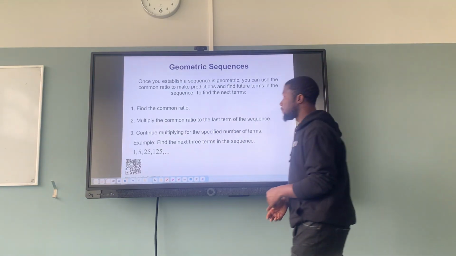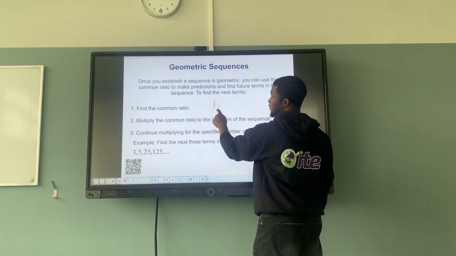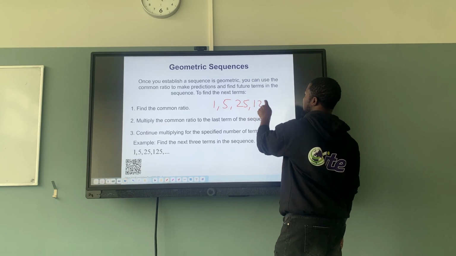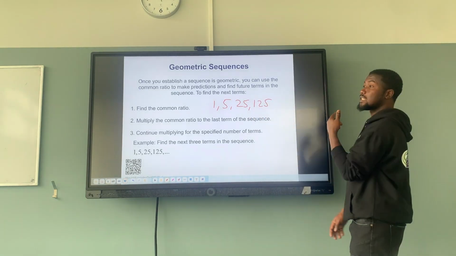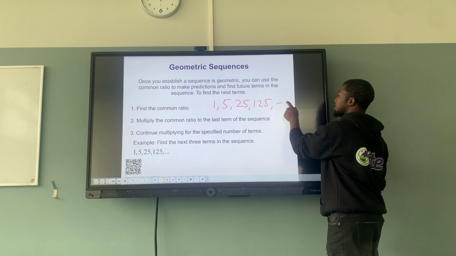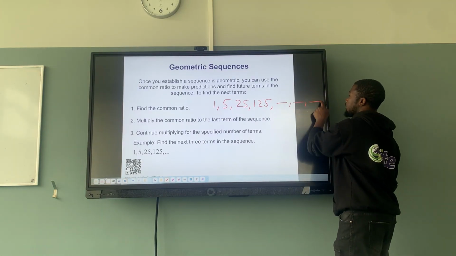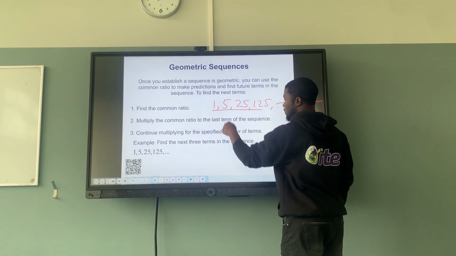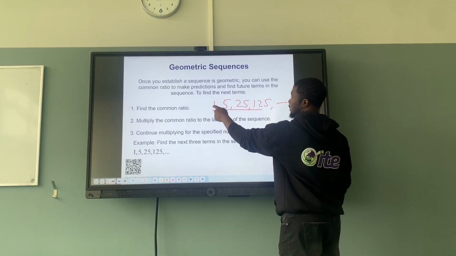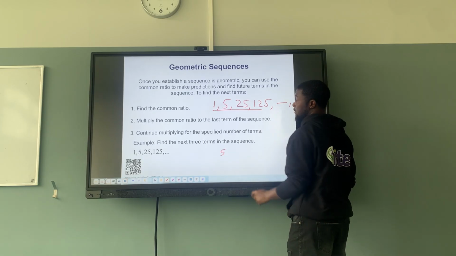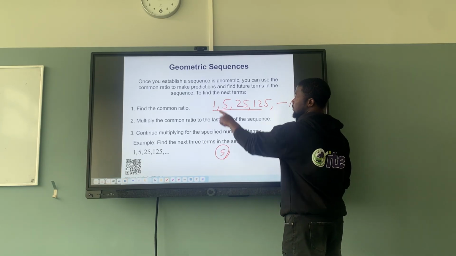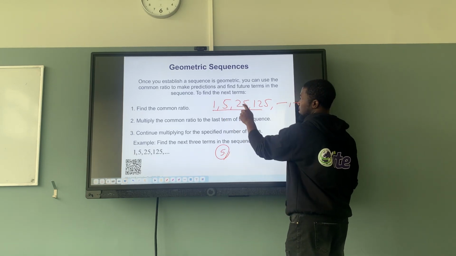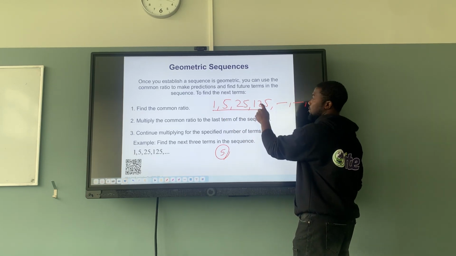So for example, if the sequence here is 1, 5, 25, 125, and I ask you to write the next 3 terms of this sequence, first you need to know what the common ratio is. To get the common ratio, we already know the second term divided by the first term is 5. So the common ratio is 5. 5 times 1 is 5. 5 times 5 is 25. 25 times 5 is 125.